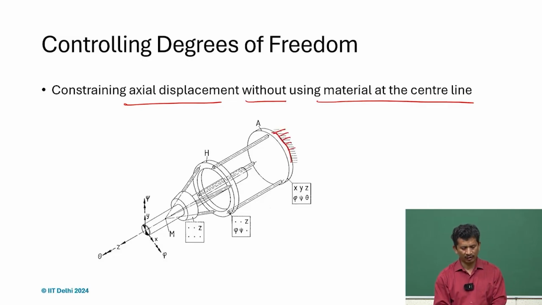So at the base you have all the 6 constraints here, because these are rigidly fixed to the machine frame or to any base. Go to the, so it's A.